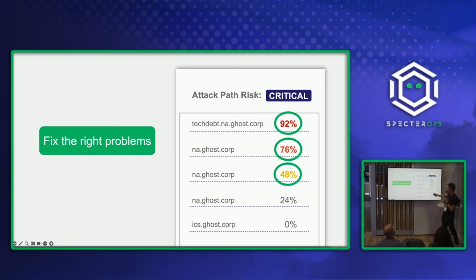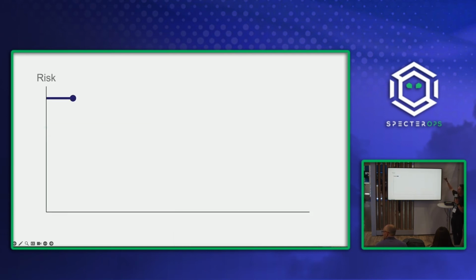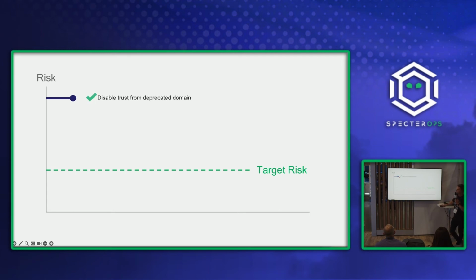So, we may eventually want to address some risk down here, maybe post-acquisition, but we really need to address a couple of these before we put in the trust. So we have this risk level that we're at right now, which is critical, really bad. We really don't want to put that domain trust in place. And this is our risk target. Let's say it's 40%.